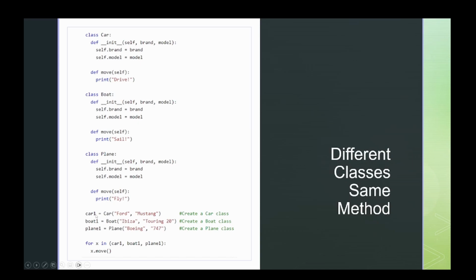So here I can create a car, I can create a boat, I can create a plane, and I'm giving them brands and models such as Ford Mustang, a Bayliner Touring 20, and a Boeing 747. Then I can actually go through each one of them and tell it to move. So here, I can say for x in car, boat, plane: x.move(). Every single one of them has a method defined called move. So I can treat them all as if they're the same when I do something like a for loop.